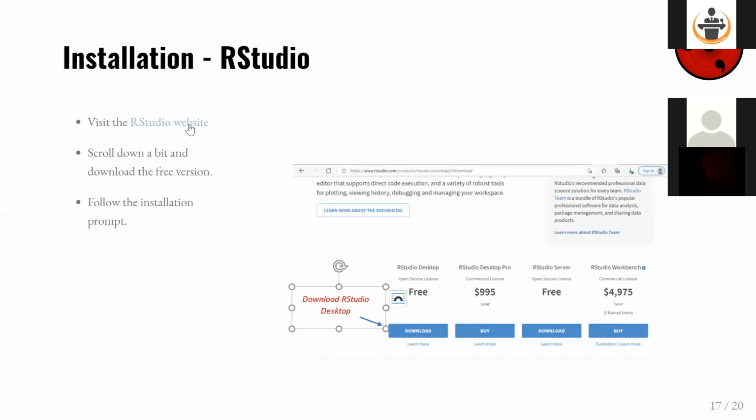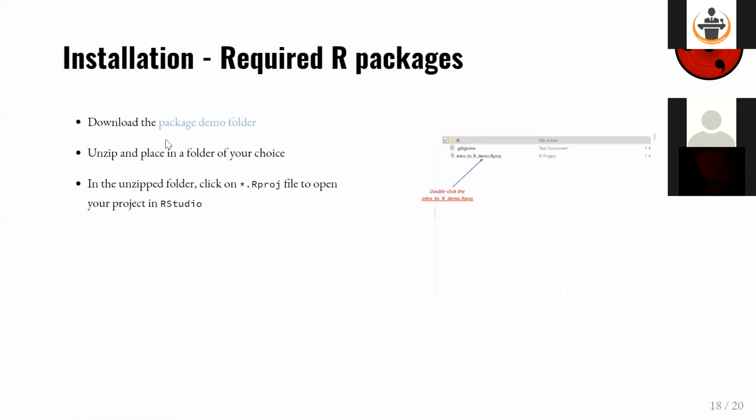You click it, it's going to take you to the particular one meant for your operating system, and you're going to go ahead and download RStudio. When you are done downloading, double click on it and install it on your computer.